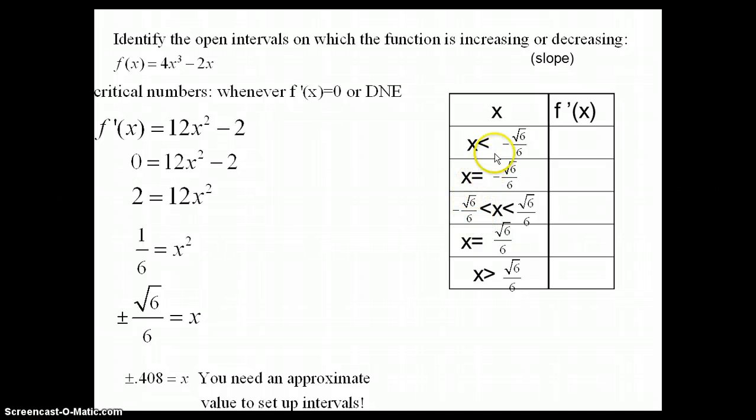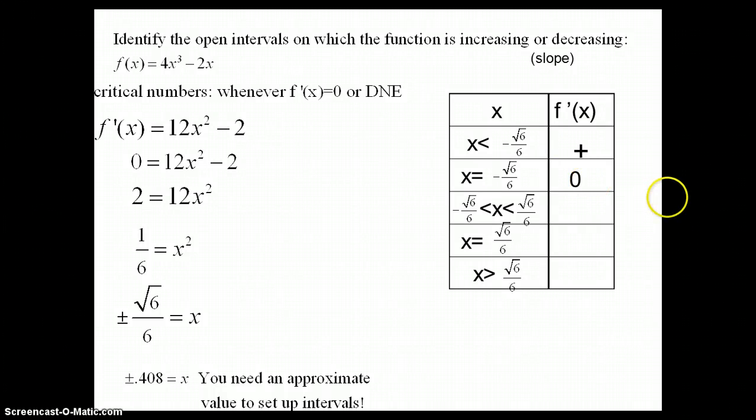All right, so here's where we need our approximation. In this interval where x is less than negative square root of 6 over 6, I'm going to plug in a number that's less than negative 0.408, so maybe like negative 0.5. So plug that in to your derivative. Make sure you're plugging it in here, not in here. So if we plug negative 0.5 in here, we'll get a positive value, and I don't care what the actual value is, I just want to keep track of whether it's positive or negative.